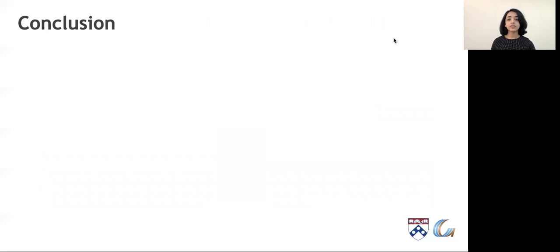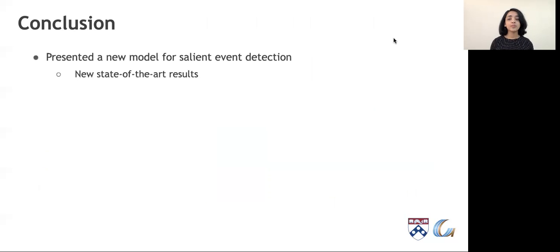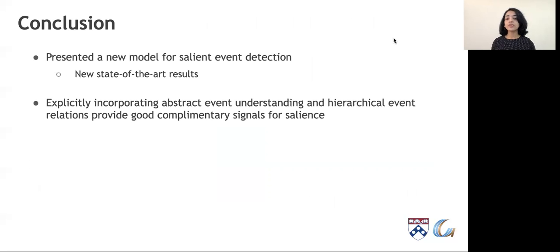All right, to conclude, I presented a new model for event salience detection, which incorporates a richer event representation and allows interactions between events and provides the new state-of-the-art results for the task. Ablation study showed that explicitly incorporating abstract event understanding through frame embedding and hierarchical event relations provide very good complementary signals for salience, along with the traditional signals of sentence location and trigger frequency.